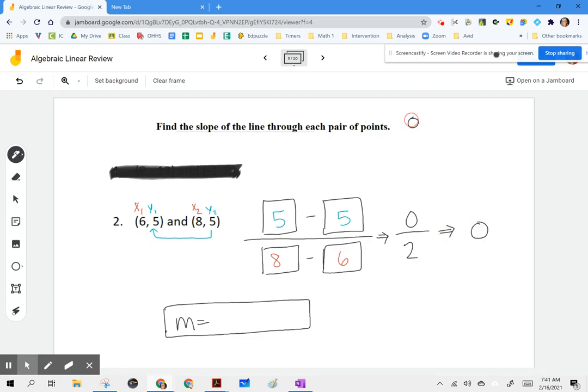So remember that 0 on top is okay. That just equals 0. But it's not okay if 0 is on the bottom. And that's what gives us that undefined value. So the slope in this case is just going to be 0.